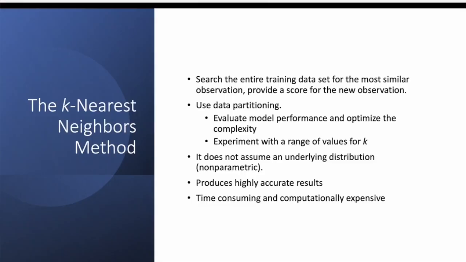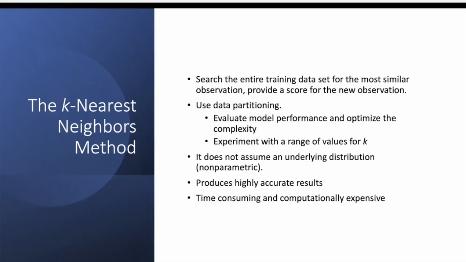We use the KNN algorithm to classify new observations based on the existing observations in the training data set that are most similar to the new observation. This process we call scoring a new record based on the values of the predictor variables. The KNN first searches the entire training data set for the most similar observations and then provides a score for the new observation. The final thoughts here are important.